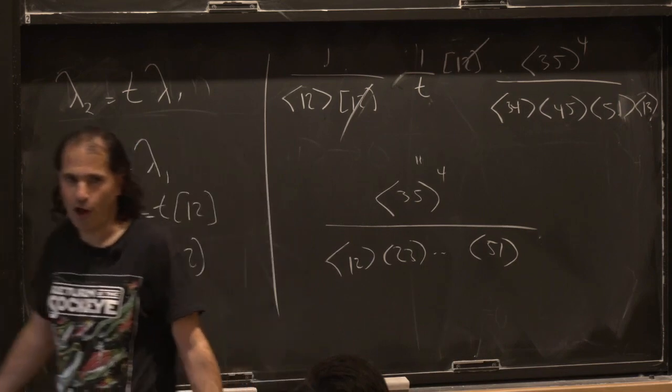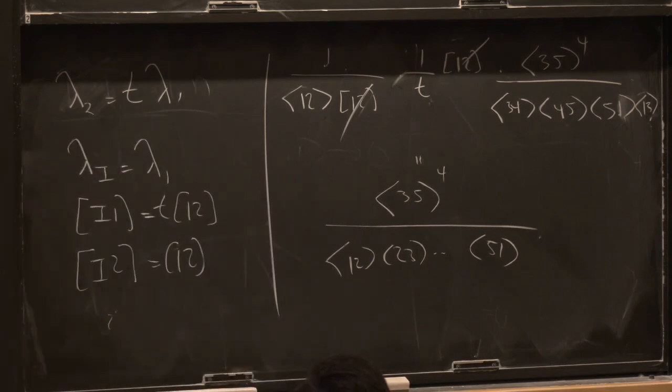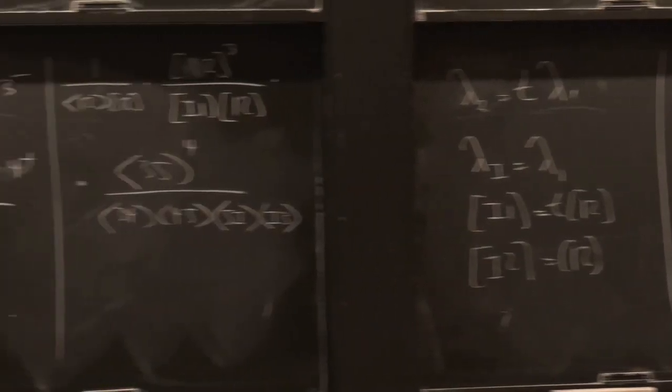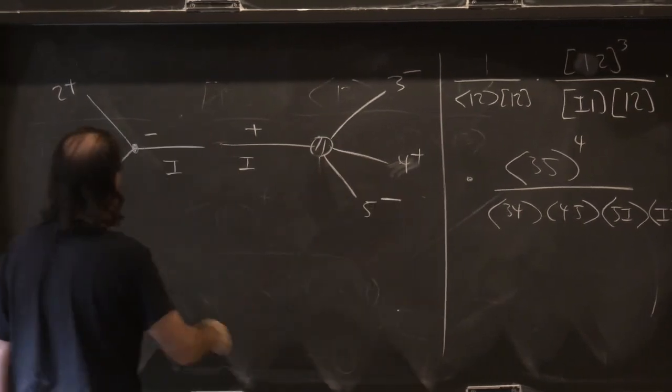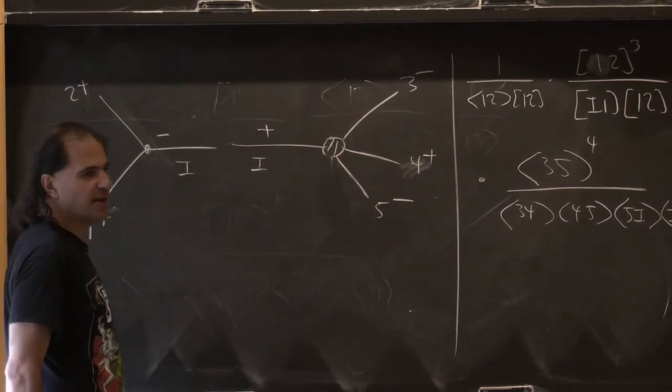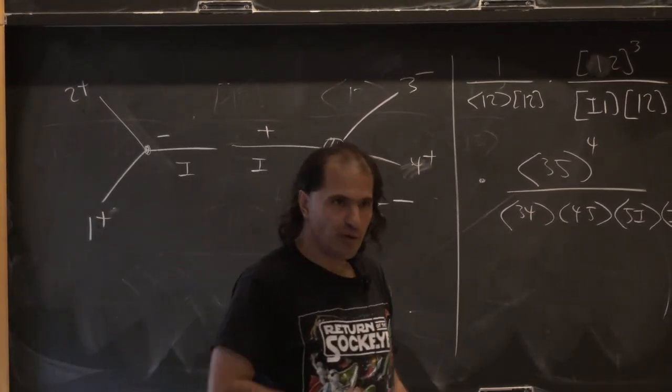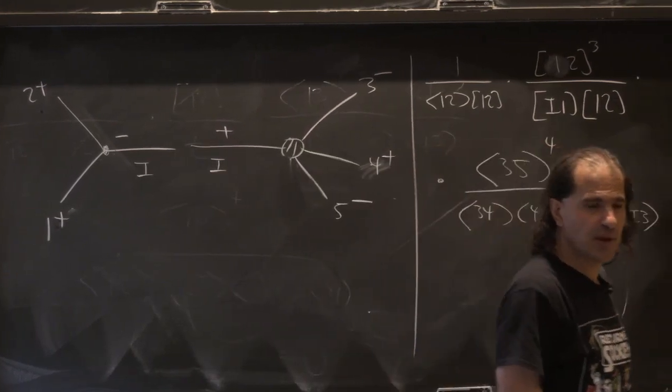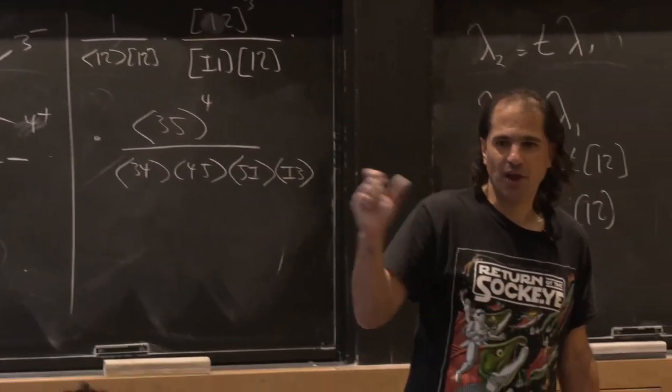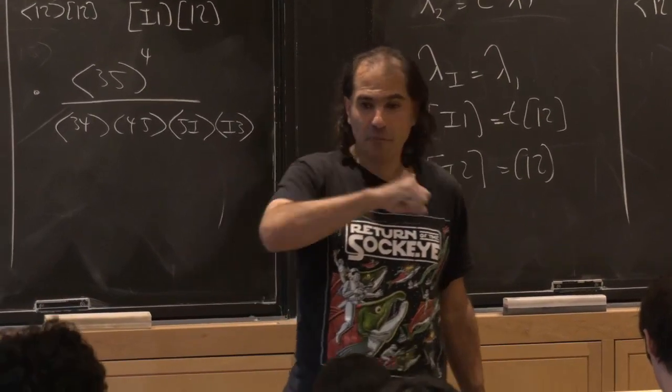And that argument works for all n. So you can put any n things here. If the two minuses are on this side, and the 1 plus and 2 plus are on this side, exactly the same argument tells you that you're correctly factorized. And I'll leave it up to you to check some of the other combinations of poles.